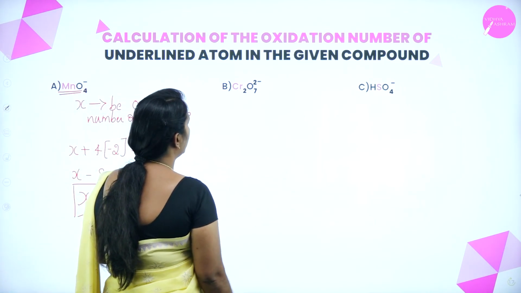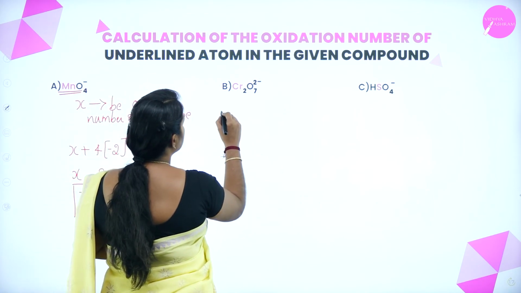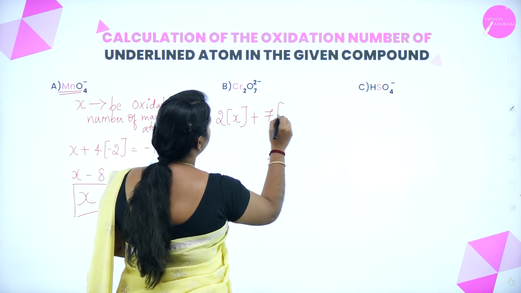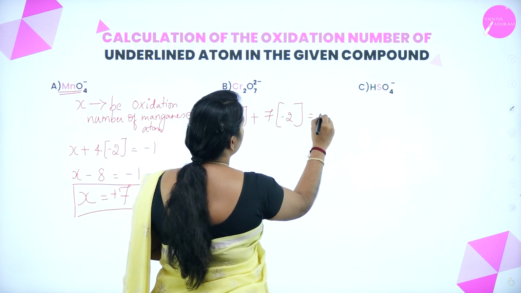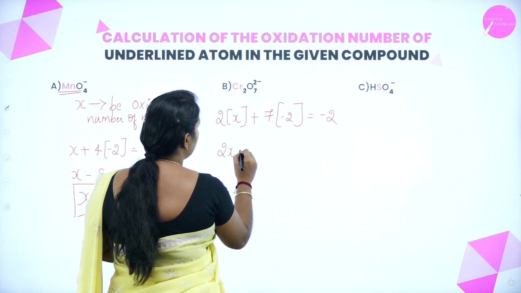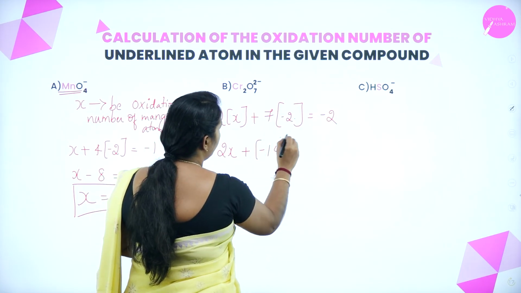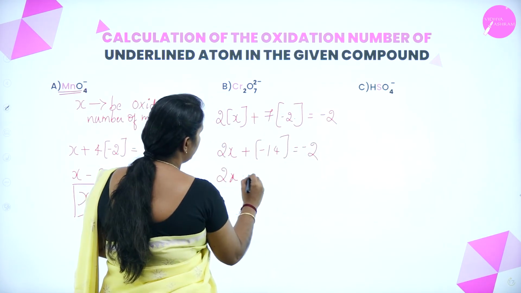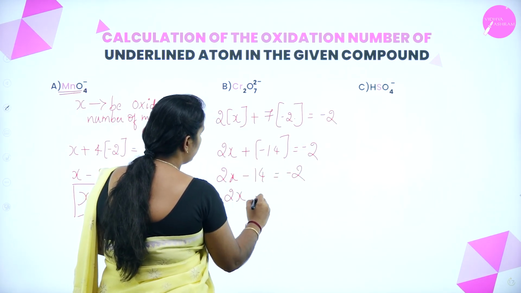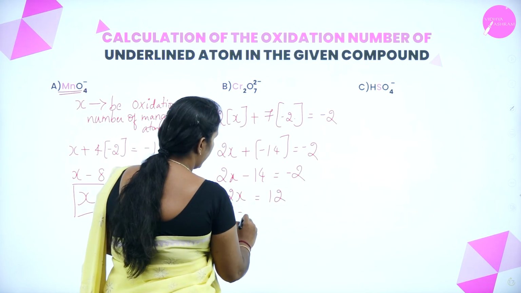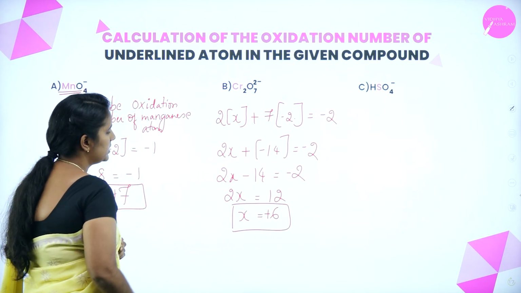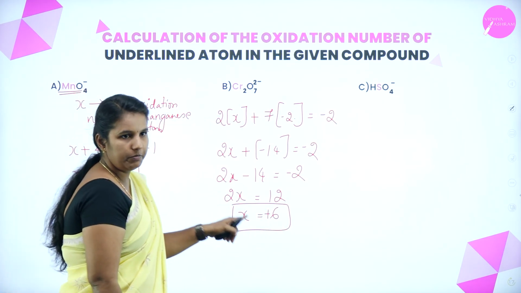Similarly, I will go with Cr2O7 2 minus. So I will consider 2 times x plus 7 times -2 is equal to -2. Is it right? The 2 minus charge is there. So 2x plus 7 times -2 is -14, equal to -2. 2x minus 14 is equal to -2, and 2x is equal to 12. So x is equal to 6. So it is +6. So the oxidation number of chromium is +6.